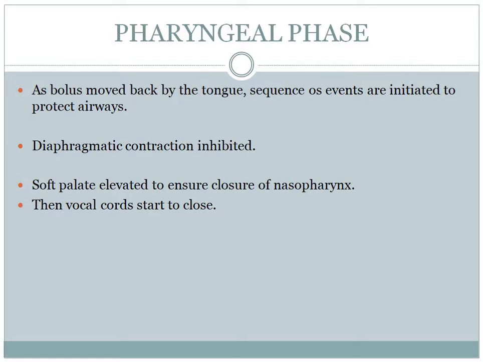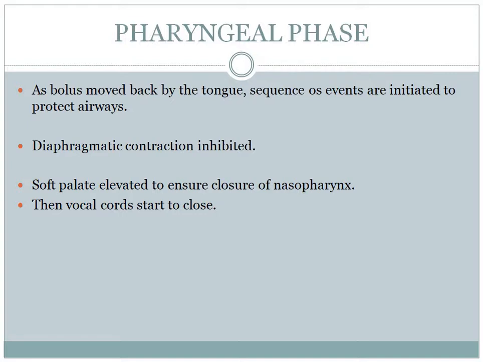Now the pharyngeal phase. As the bolus is moved back by the tongue, a sequence of events is initiated to protect the airways. Respiration is inhibited, and the soft palate is elevated to ensure closure of the nasopharynx, to prevent nasal regurgitation. Then the vocal cords start to close.